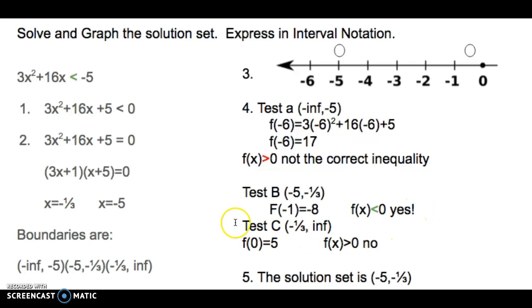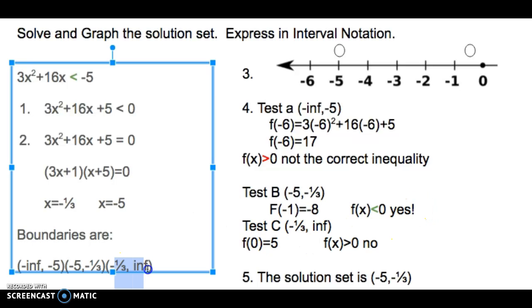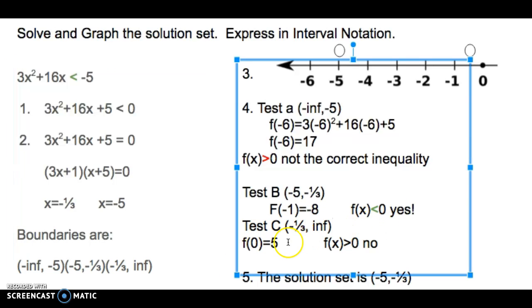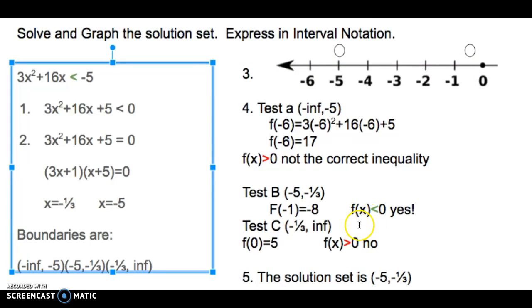Again, test C, meaning I'm testing this part of my boundary points now. So plug in 0. Plug in the easiest point you possibly can. When I plug that in, I find it to be 5, and 5 is bigger than 0. So since I've got that inequality sign, that's not the one I'm looking for, it's a no. So the solution set is only from test B that we found, which was -5 to -1/3.